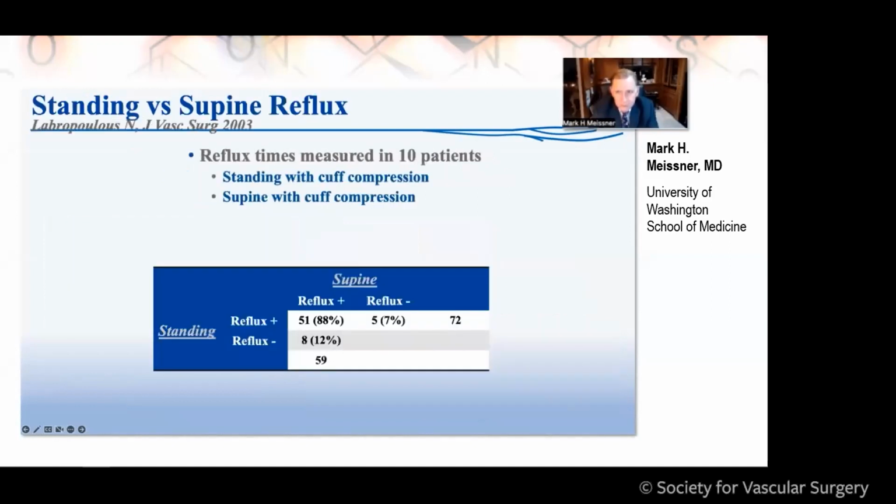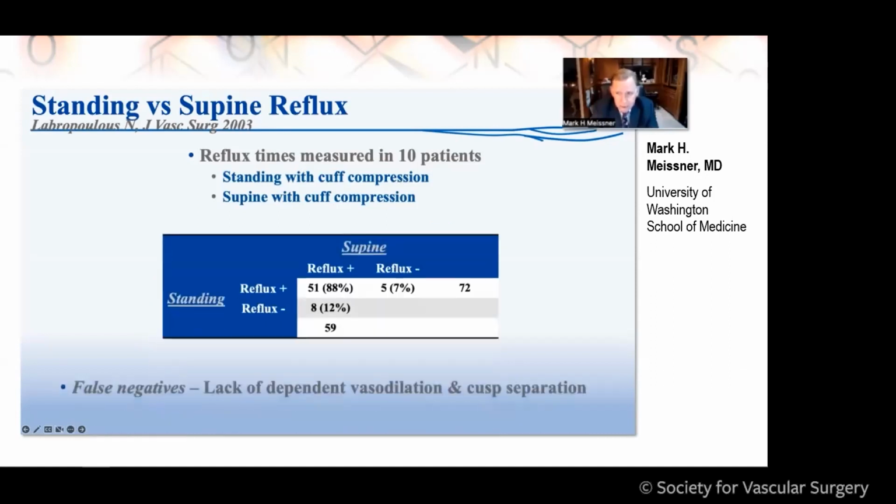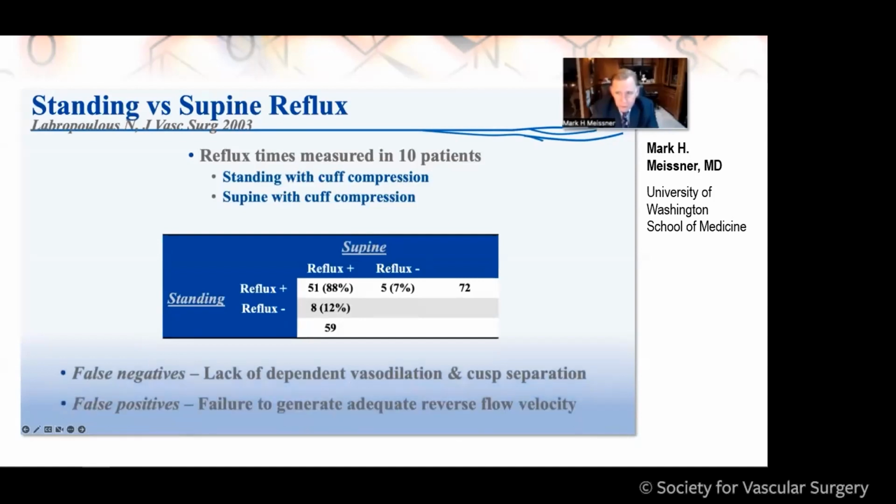He also found that reflux assessment in the supine position leads to both false positives and false negatives. Among 10 patients evaluated in both positions, reflux was falsely positive in 12% of patients in the supine position and was absent, that is, falsely negative, in 7% of segments with reflux in the standing position. False negatives are presumably related to a lack of dependent venodilation in the supine position, while false positives presumably result from failure to generate an adequate reverse flow velocity.